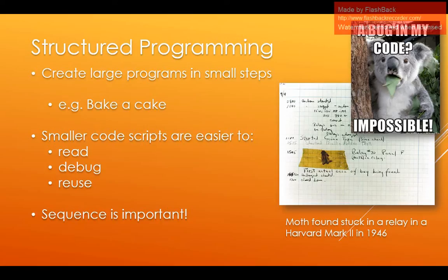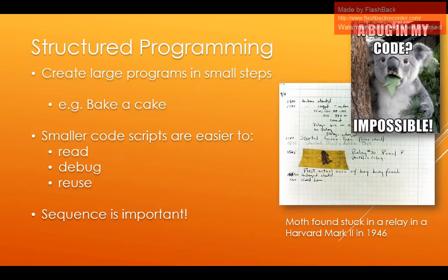Now a relay is a mechanical switch where it's got 2 contacts that come together under the influence of an electromagnet, and if the moth got stuck in between the contacts, they couldn't close, and that would obviously cause the program not to work. So they would have to go and fish out the moth to let the relay close to get the program to work. So that's where the term debugging comes from.